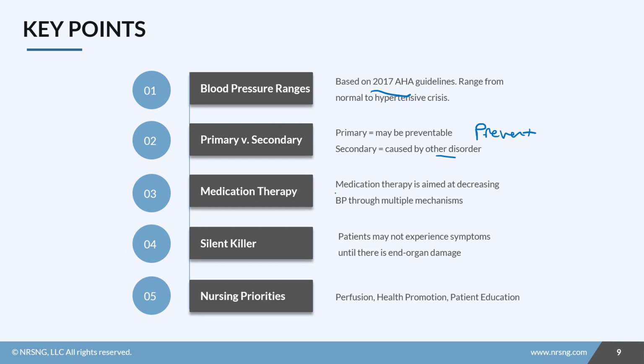When patients are put on medications, we aim at decreasing the blood pressure through multiple mechanisms. Like I said, they'll usually be on at least 2 of those medications. That way we can have the biggest impact. Remember that patients may not experience any symptoms until there's end organ damage, so they need to be monitoring their blood pressure. And then we have to remember that we're on the front lines here and we have to teach them how to take care of themselves. And so we make that patient education a top priority for these patients.